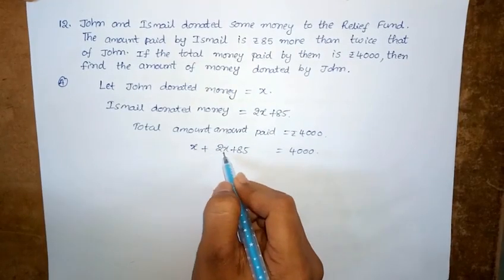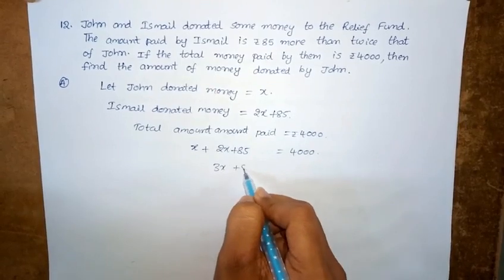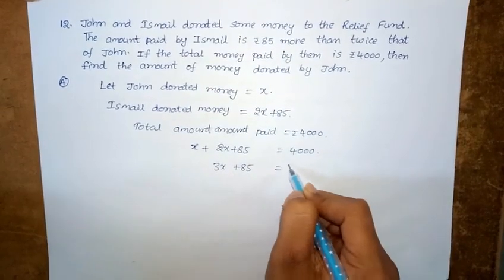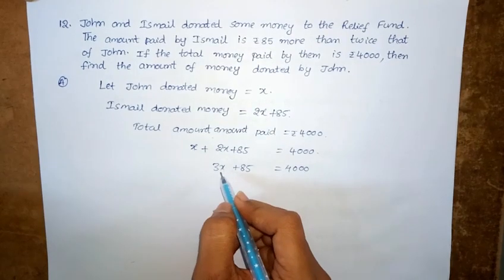X and 2X are variables. So add the two variables: 3X plus 85 is equal to 4,000. So in this simple equation, find the X value. So remove all the remaining terms.